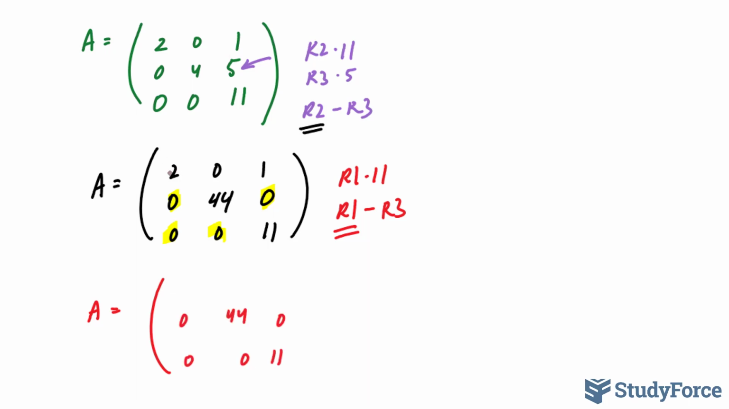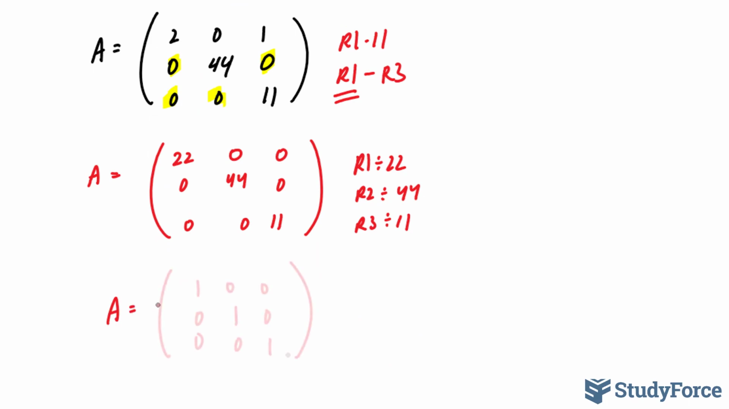2 times 11 is 22. 22 minus 0 is 22. 0 times 11 is 0, and so therefore we end up with 0. Lastly, 1 times 11 is 11. 11 minus 11 is 0. Dividing row 1 by 22, row 2 by 44, and row 3 by 11, we get our identity matrix.